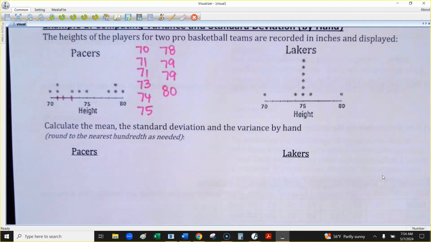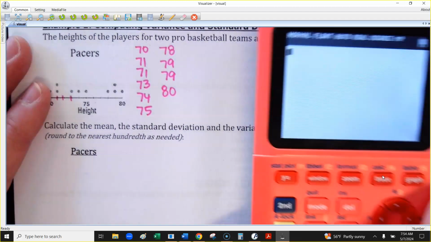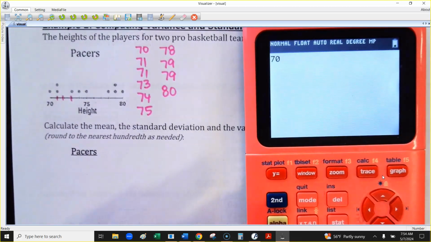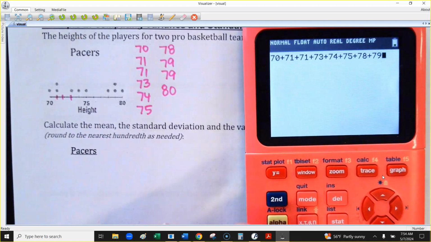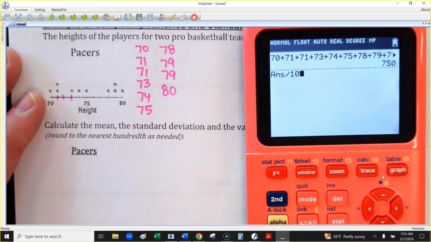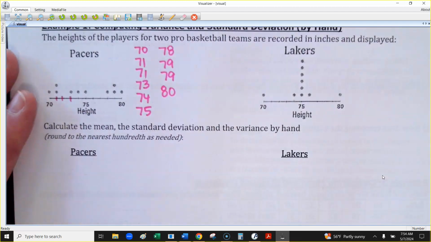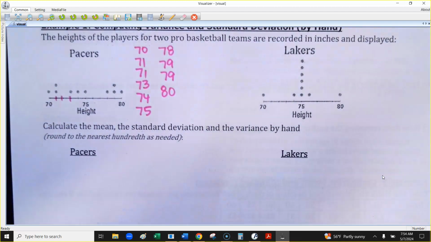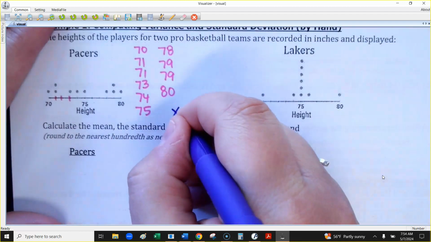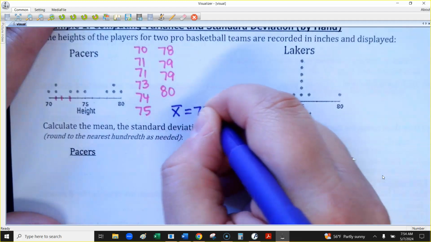Okay, so just from there, let me add these up real quick. I've got 10 values, so let me find the average here, because if you're going to find a deviation, you have to know the mean. And I'm going to divide that by 10. I could have probably done that in my head. All right, so the mean height for the Pacers is going to be 75 inches.